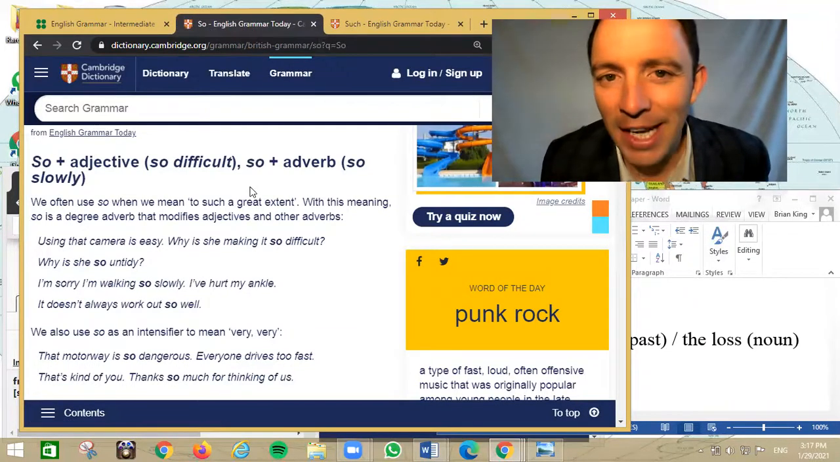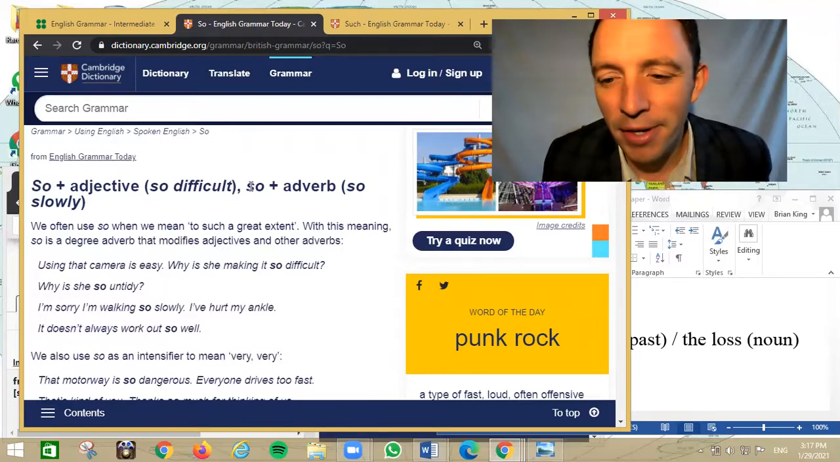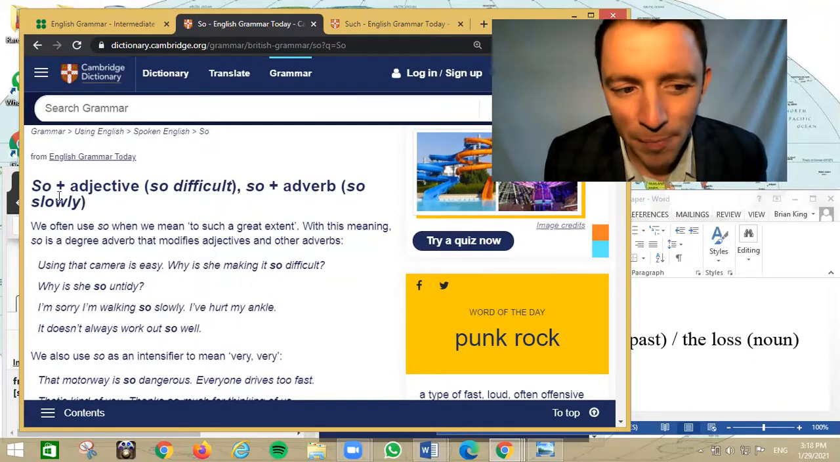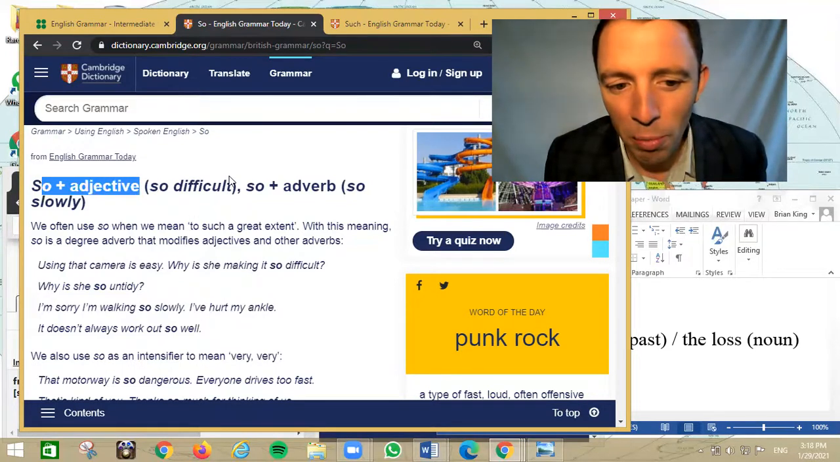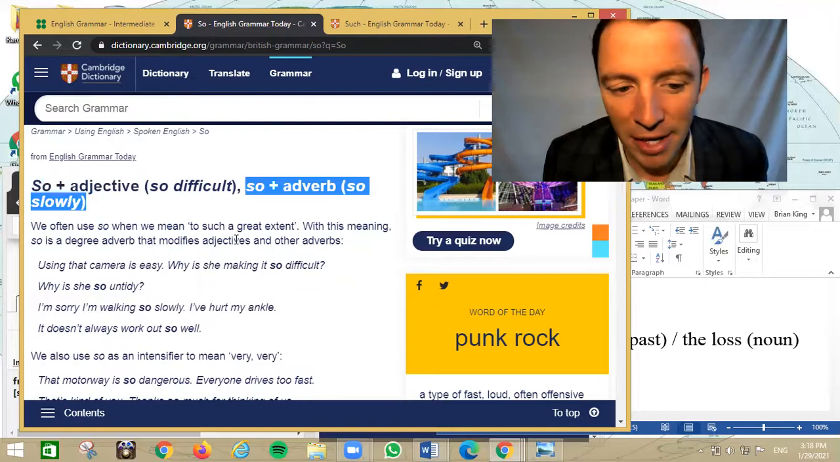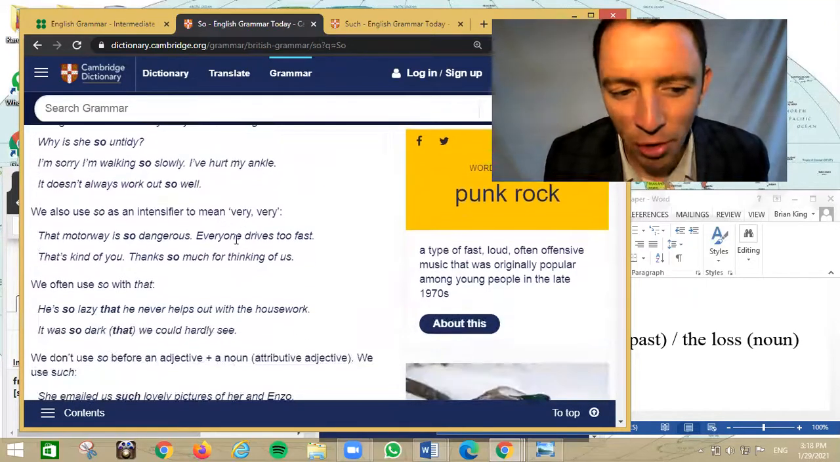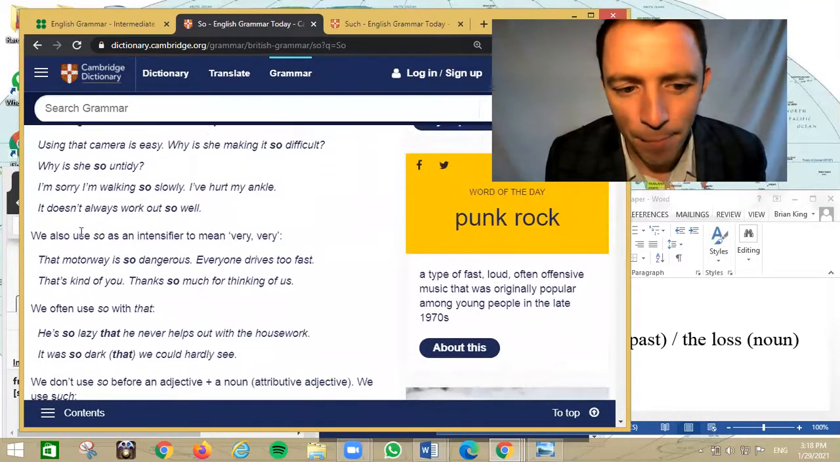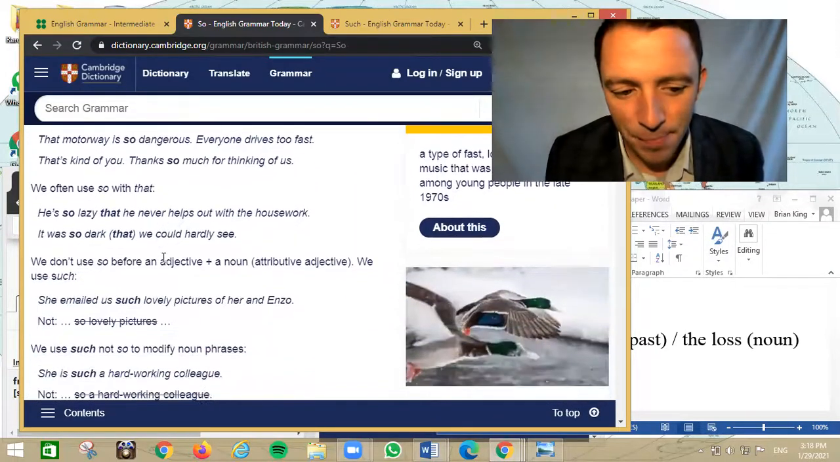So this is more or less a similar explanation, but incredibly in English, for more advanced situations, we have more uses of so and such. And I think the Cambridge page explains very, very well the extra uses of so and such. Okay, so here, so plus adjective and so plus adverb is to intensify. So that's exactly the same as we did before, no problem. Okay, intensifier to mean very, so dangerous. Okay, so that's the same.